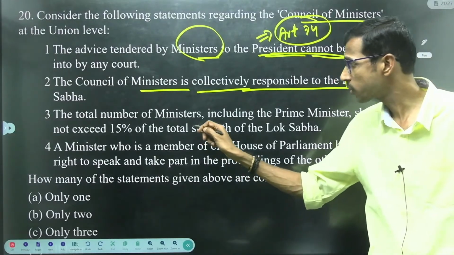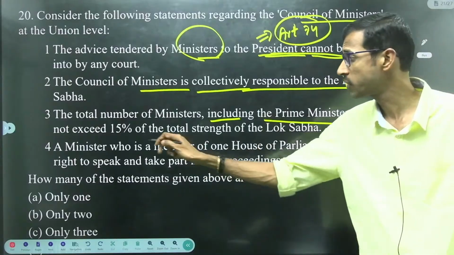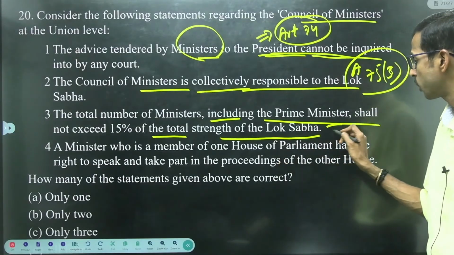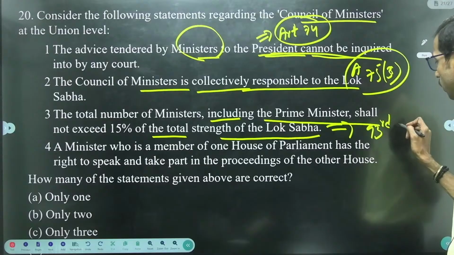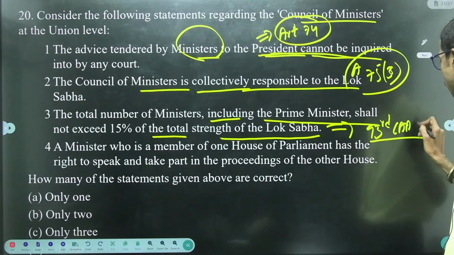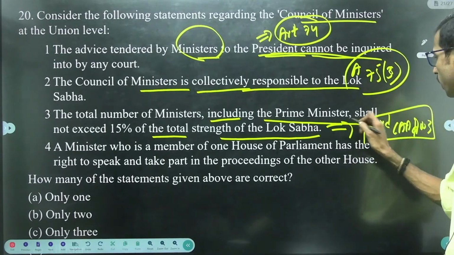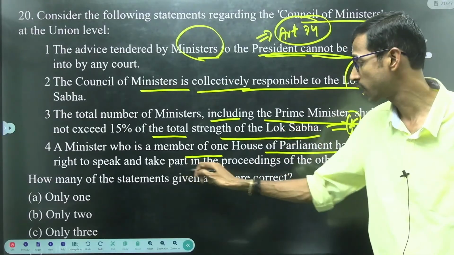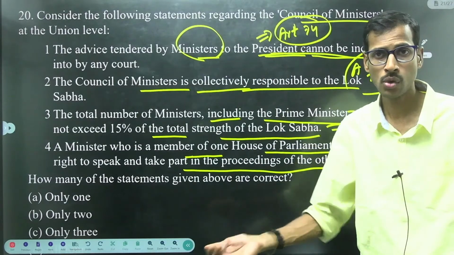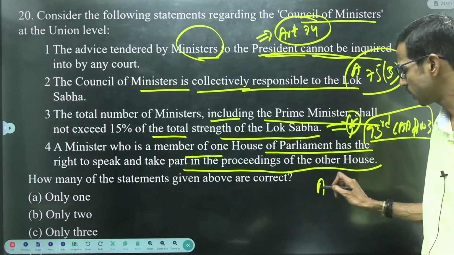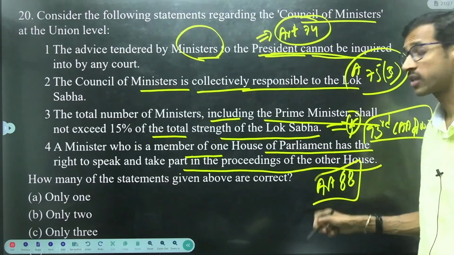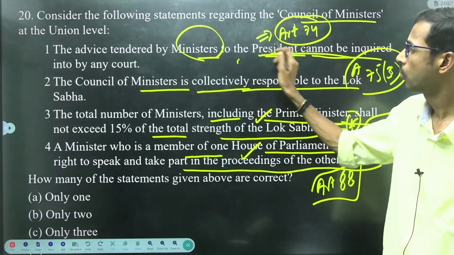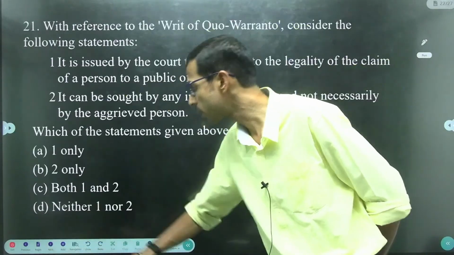The total number of ministers including the prime minister shall not exceed 15% of the total strength of the Lok Sabha. This particular principle was added in the 91st Constitutional Amendment Act, 2003, right? Very, very important. Apart from that, a minister who is a member of one house of parliament has the right to speak and take part in the proceedings of the other house. This is a very important provision. If you see Article 88 regarding the attorney general, we can see an example here, right? So all these statements are correct. So here option 4 is correct, all 4 statements are correct.